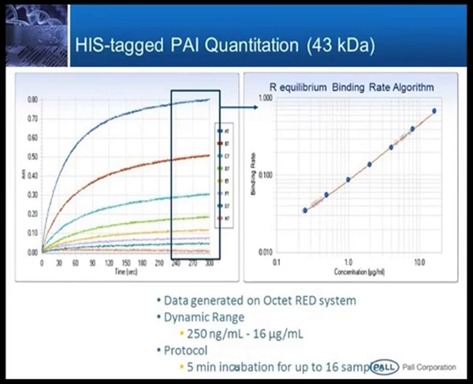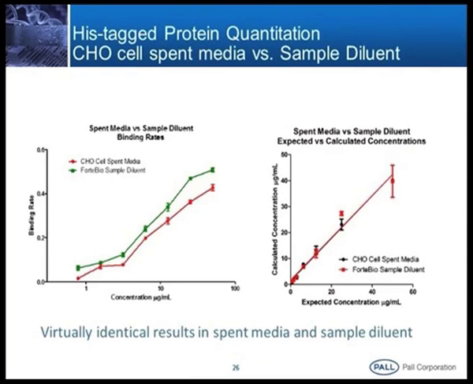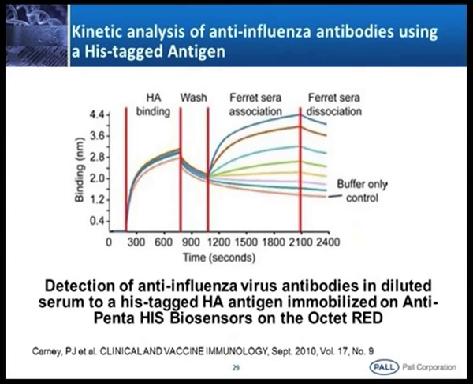This is one of the examples, protein A quantitation, his-tag protein A. The dynamic range is 250 nanogram per ml to 16 microgram per ml. Here they performed it in media versus just buffer. It is on par, the results are. So we can use it even to quantify the protein in your culture. This is one of the examples. These are published examples. Anti-influenza antibodies using his-tagged antigen, kinetics measurement.